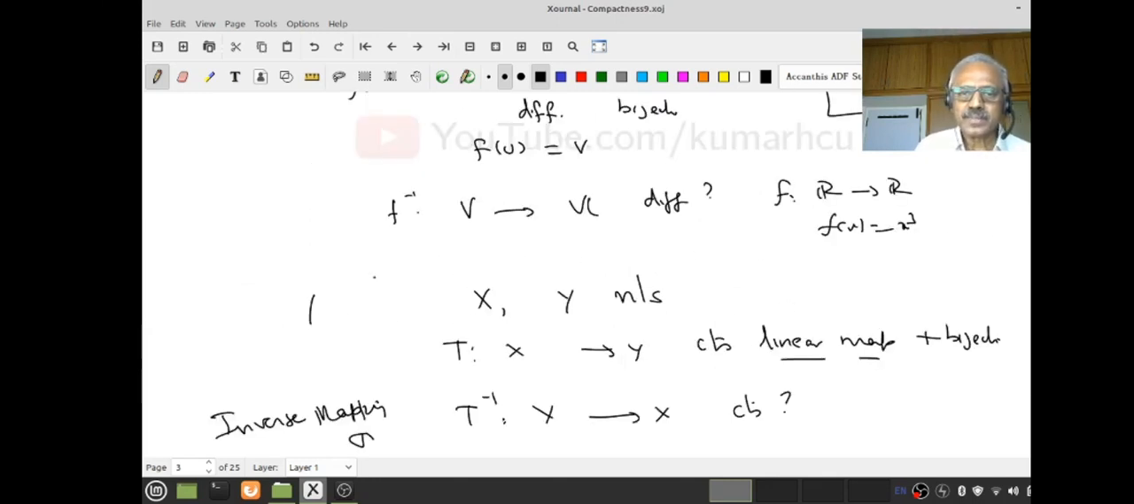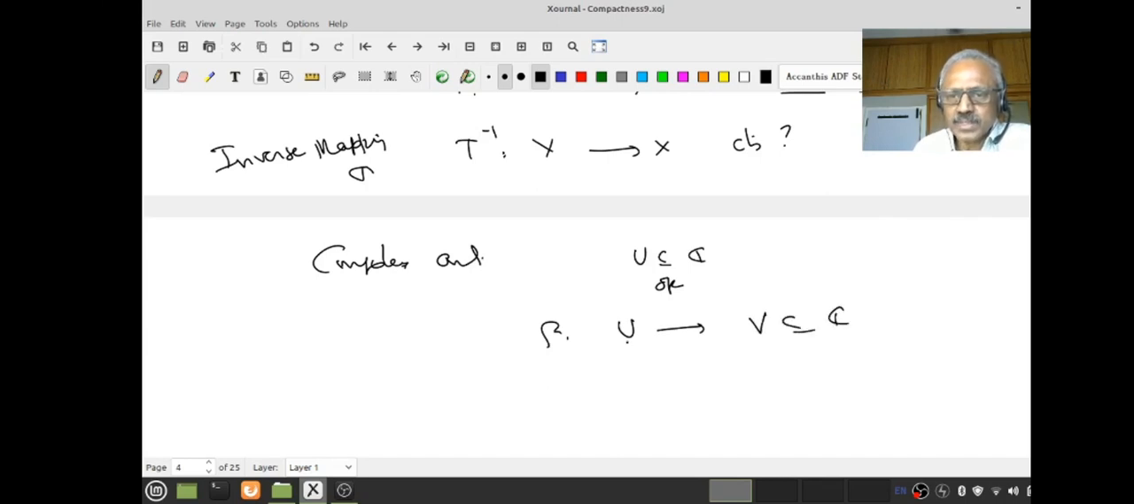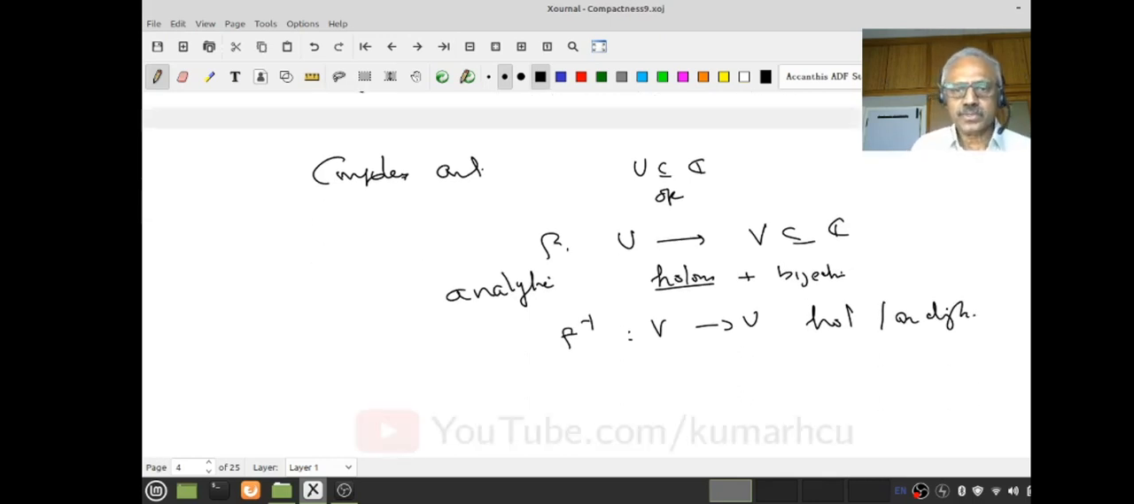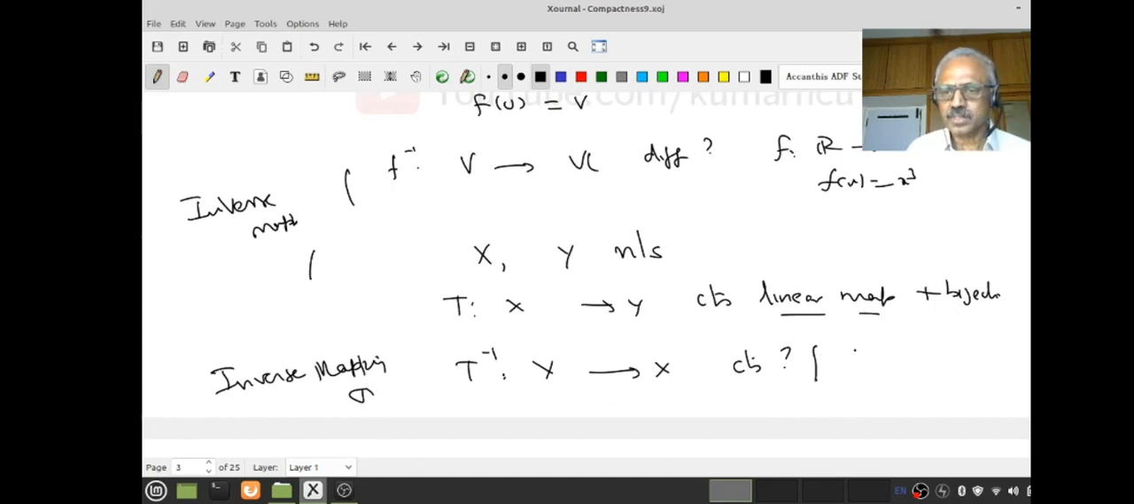And this is also essentially the inverse mapping theorem from calculus. And even in complex analysis, you have such a thing. If U is an open set and f from U to V, again an open set, let us assume this is holomorphic plus bijection. I want to know whether f inverse from V to U is holomorphic. If you don't know the word holomorphic, it's analytic. This also follows from your open mapping theorem from complex analysis.